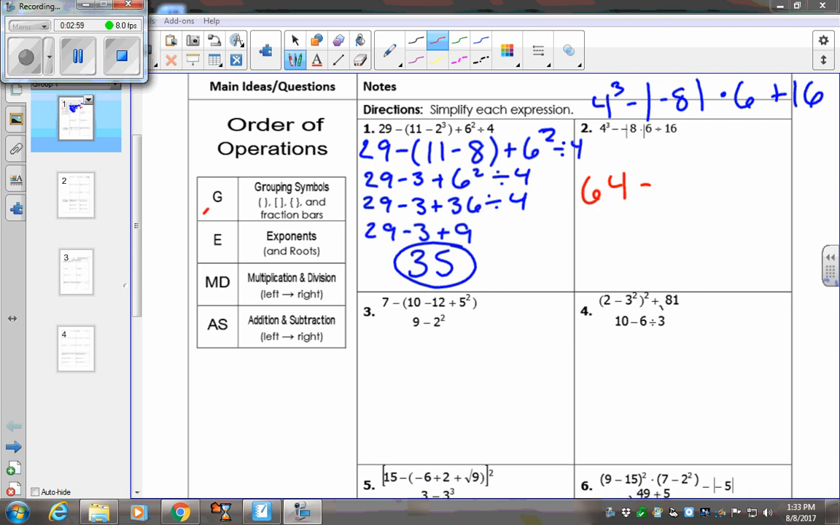Positive 8, but because there's a negative in front of the absolute value, it takes it back to negative 8. Times 6 plus 16. What do I do next? We're not dividing. Multiply. So 64 minus, what is 8 times 6? Or negative 48 if you just do the negative 8 plus 16. What's my final answer?